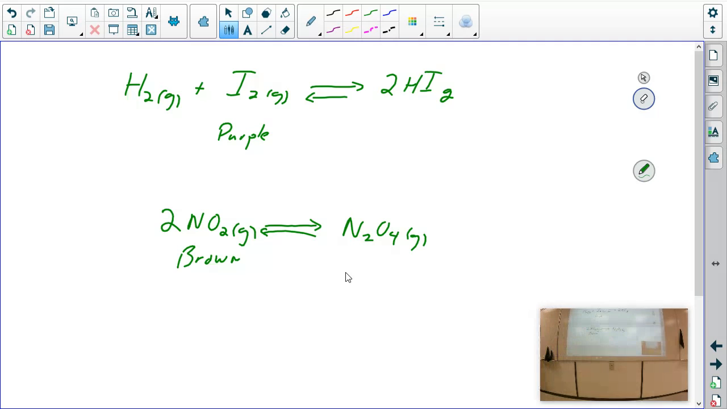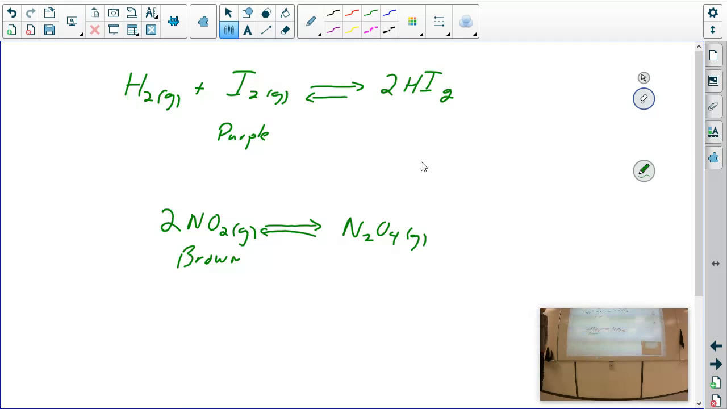Let's talk about pressure, and then I'm going to give you a couple questions to do from this sheet as practice, and then we'll go over some stuff on Monday. So when we remember about pressure, we are looking at the amount of gaseous molecules, moles, within a chemical reaction. The system will shift to minimize the pressure increase by shifting to the side with the least moles. And if you decrease the pressure, the system is going to shift to the side with the most moles.